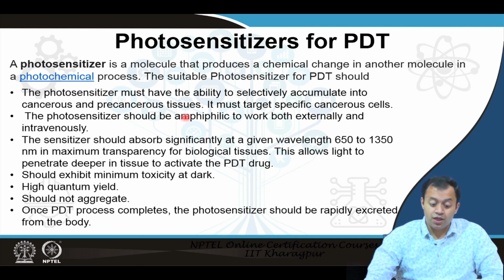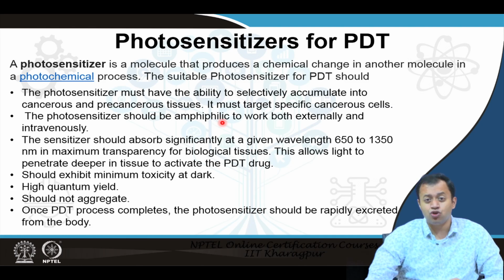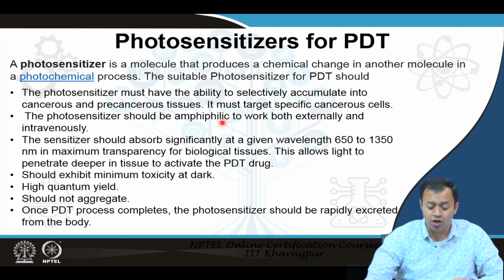The photosensitizer should be amphiphilic, so that it has a hydrophobic part and can go inside cells, as well as being partially water soluble, so that it can spread throughout the body. It should absorb significantly at wavelengths that have maximum transparency for biological tissue. I think if I have not mentioned it earlier, this is the window of transparency for biological tissue. Biological tissue mostly starts absorbing or scattering at longer wavelengths, mid infrared.